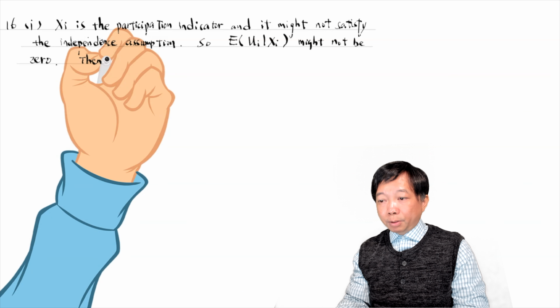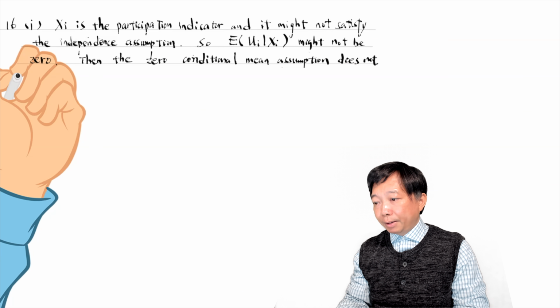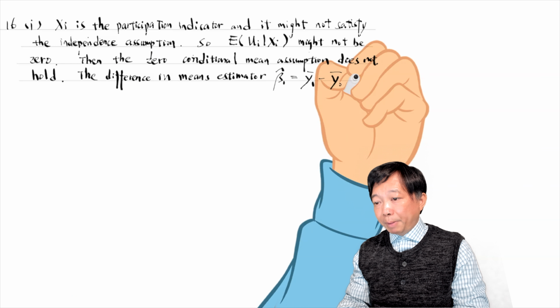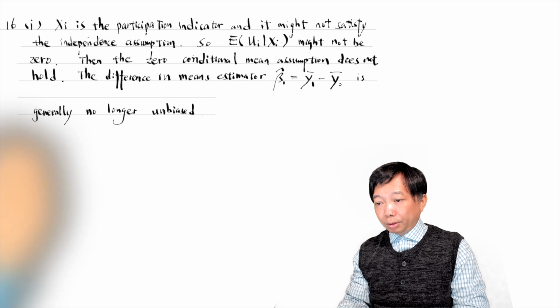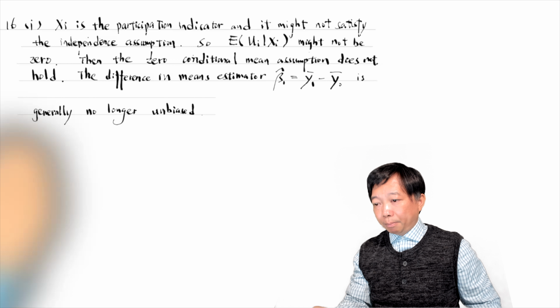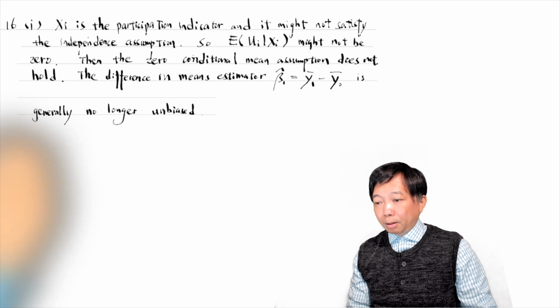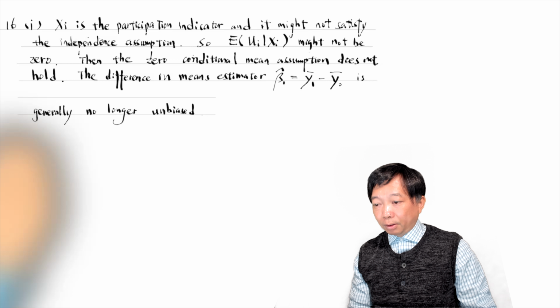Xi is the participation indicator, and it might not satisfy the independence assumption. So the zero conditional mean assumption does not hold. When individuals can choose whether they participate in the program or not, the explanatory variable participation might be correlated with the unobserved factors contained in the error term. The difference in means estimator beta hat 1 is generally no longer unbiased.